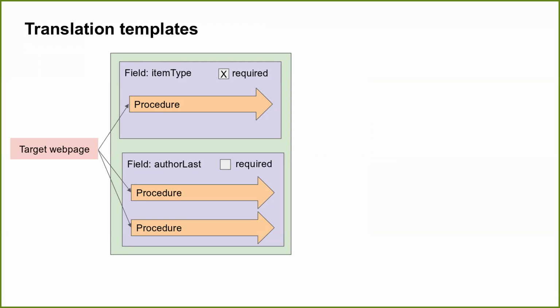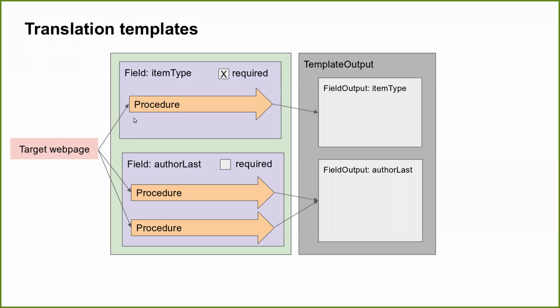So if we have a target web page, we feed this target web page to the template, to each of these fields and to each of the procedures within each field, and we get a template output. And this template output is a series of field outputs. So we have an output for the item type field, an output for the author last field.